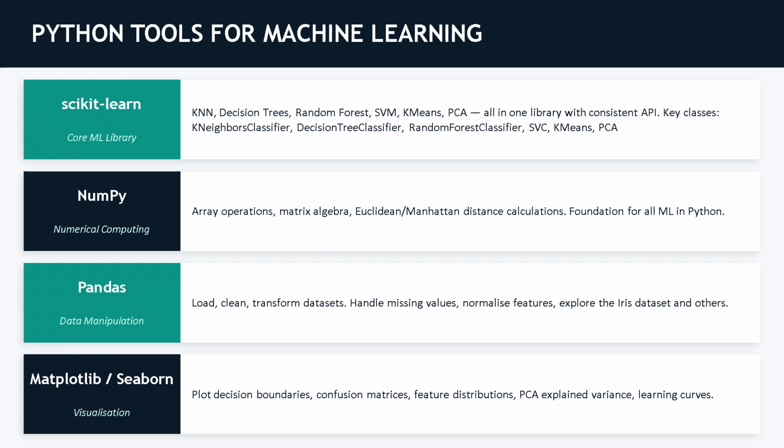So these are the Python tools you should have for machine learning. Everything covered in this course lives in 4 Python libraries. Scikit-learn, I always get it wrong. Scikit-learn for the algorithms, NumPy for the math, Pandas for data handling, and Matplotlib and Seaborn for visualization. Once you master these 4, you have everything you need to build and evaluate real machine learning models.